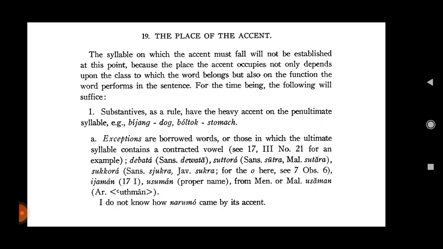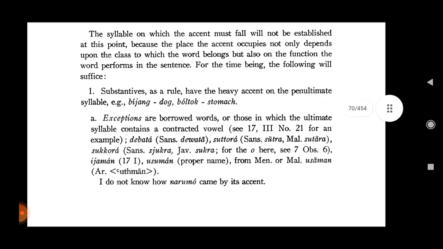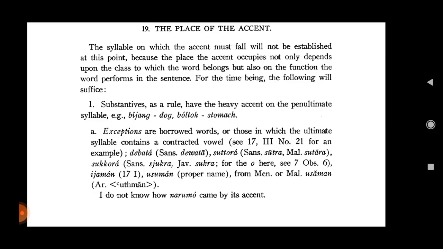The substantives, as a rule, have the heavy accent on the penultimate syllable, e.g. biang, dog, boltok, stomach. Exceptions are borrowed words or those in which the ultimate syllable contains a contractive vowel. See 17:3, now 21. For example, Debata sans Dewata, Sutora sans Sutra, Masutara, Sukora sans Sukra, Jav Sukra for the O here, see 7 of 6, Iyaman 17:1. Usuman Pobanem for Mentawi or Malay Usaman, Arab Uthman. I don't know how Nagumo came by this accent.